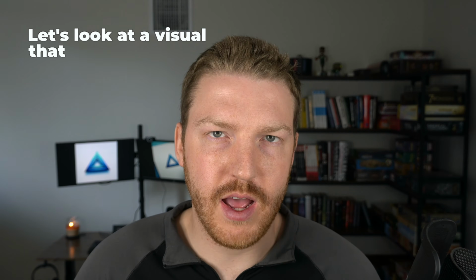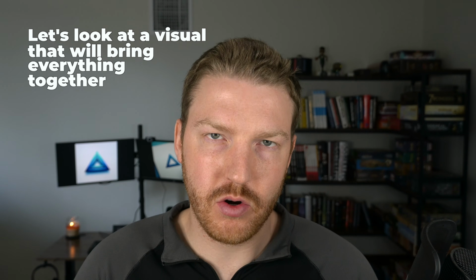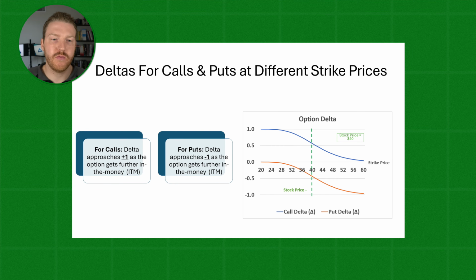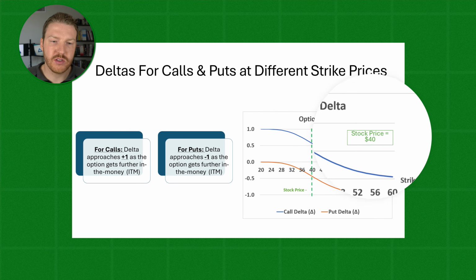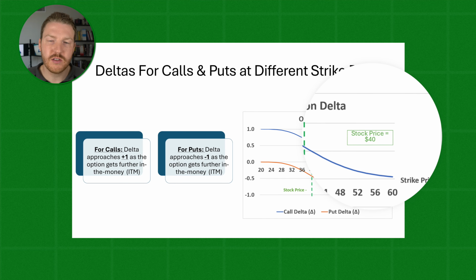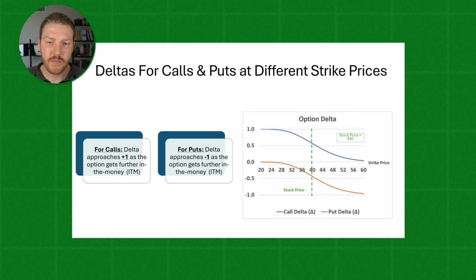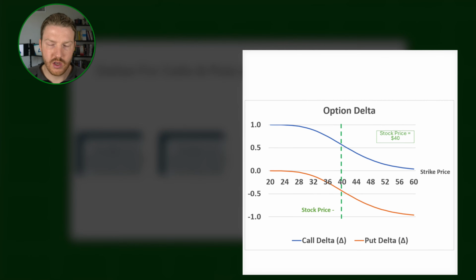Let's look at a visual that I believe will bring everything together. This graph shows the deltas for calls and puts at different strike prices. We're going to assume that the underlying stock has a price of $40. We can see this marked by the green line. The vertical axis shows the deltas. The horizontal axis shows various strike prices. We can see with the blue line that this is the line of various call deltas at different strike prices.